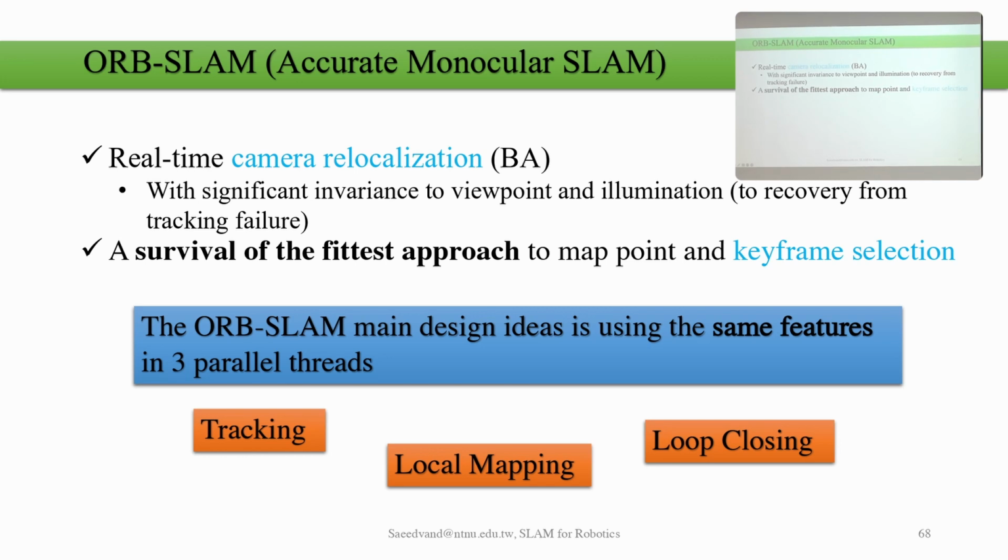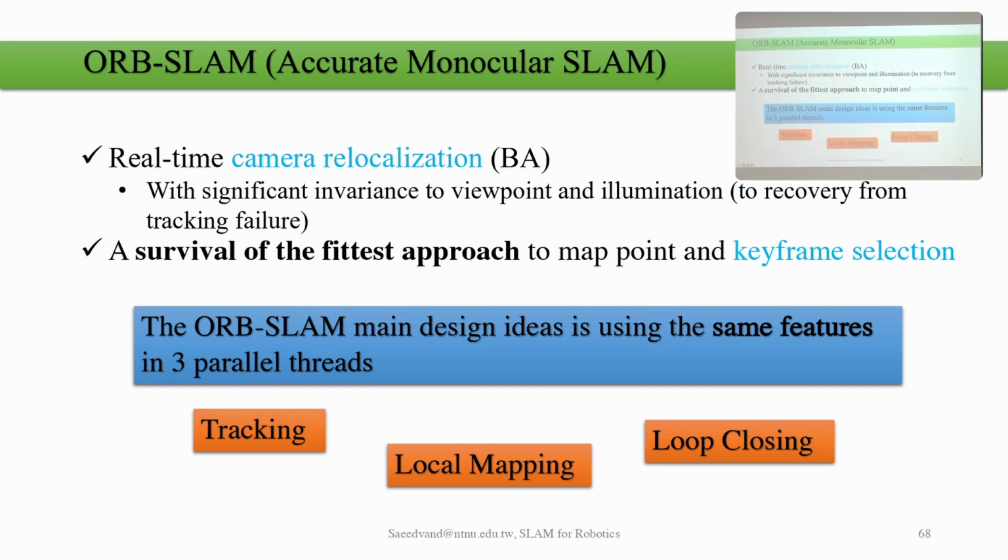Then we have a survival of the fittest approach in it, as I mentioned, which has the keyframe selection as features of bundle adjustment. The ORB-SLAM main design idea is to use the same features in 3D in three different parallel threads: tracking, local mapping, and loop closing. So they implement the proposed technique in general. There are 3 threads, different pieces of code that can run at the same time together in the CPU. One is in charge of the tracking task, one is constructing the map, including the pose graph and everything, and the last one is in charge of detecting the loop closings. You see how important it is.